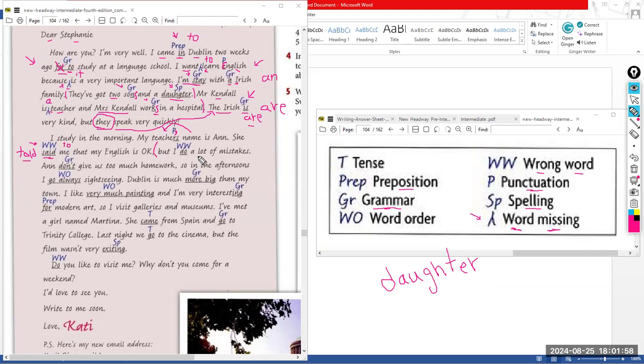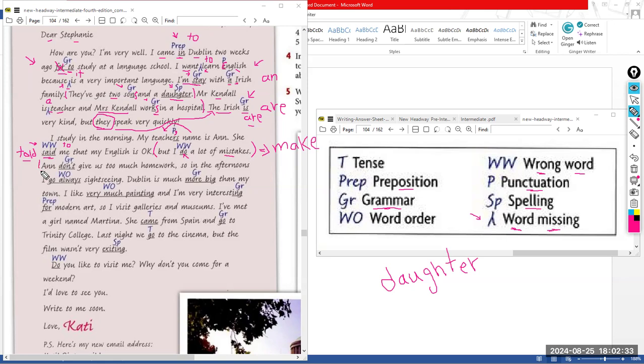Now, but I do a lot of mistakes. So notice here that I have a wrong word here in this class. Can you correct it? Exactly. So notice that with mistakes, I have to use the verb make a mistake, but not do a mistake. So with mistakes, you have to write the verb make, but not do. So you have to say, but I make a lot of mistakes.